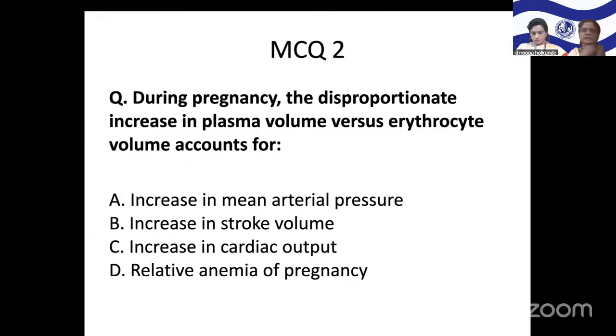Coming over to the next MCQ, based on the physiological changes that you must have heard till now. During pregnancy, the disproportionate increase in plasma volume versus erythrocyte volume accounts for, your options are: increase in mean arterial pressure, increase in stroke volume, increase in cardiac output, or relative anemia of pregnancy.